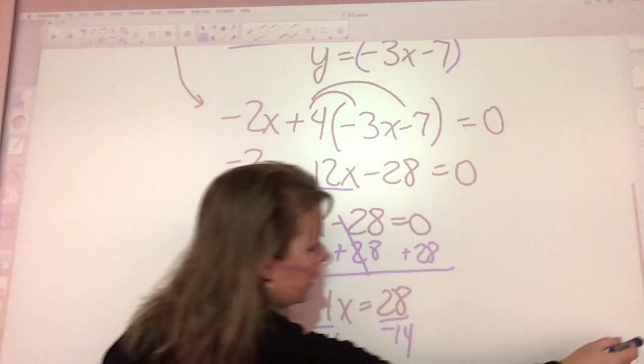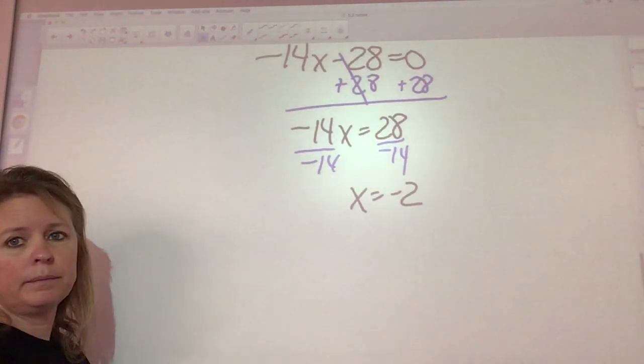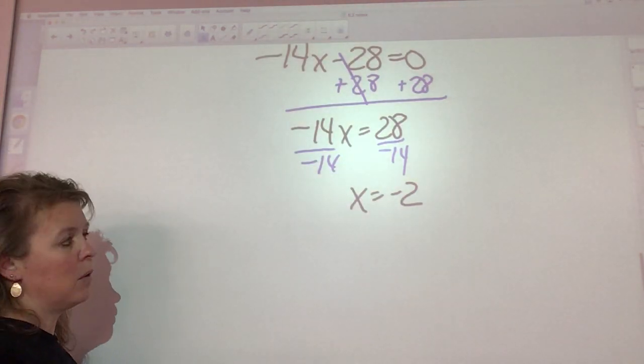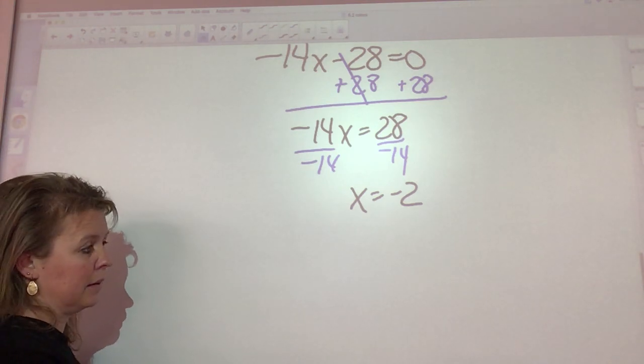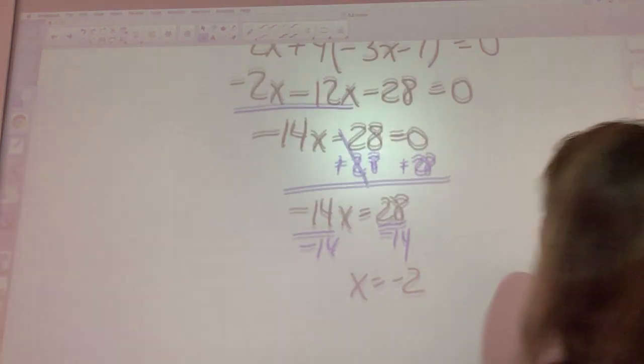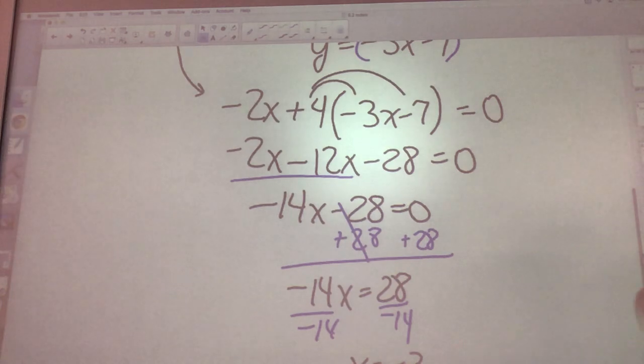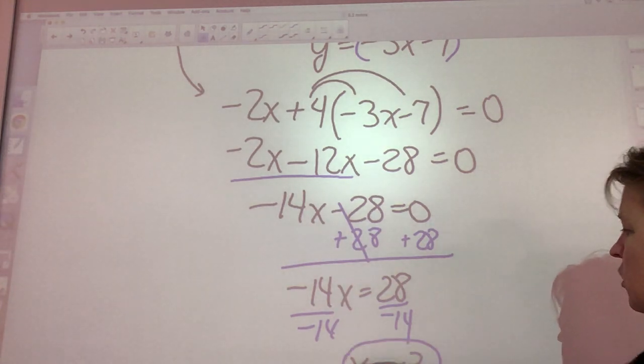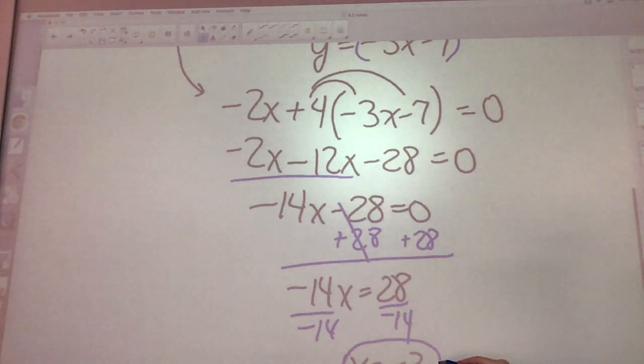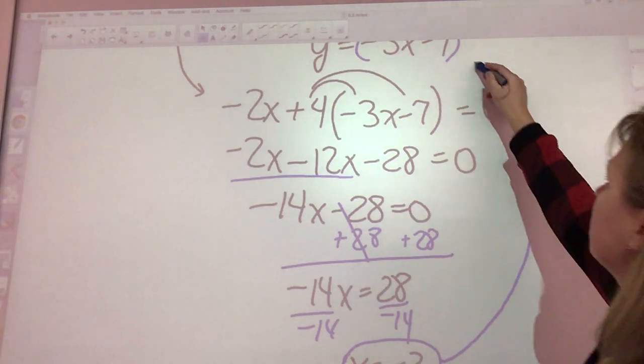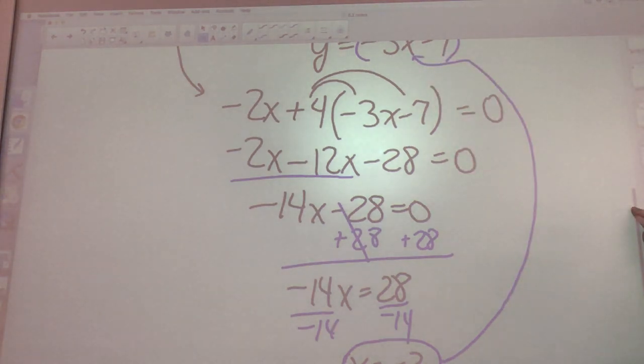Oh, you can't even see that. I better scroll down. X equals negative 2. You found one part of the problem. You found x. You still need to find y. How did we find that before? By plugging this x, negative 2, into the parentheses. Always go find the parentheses that we had, which is right there.